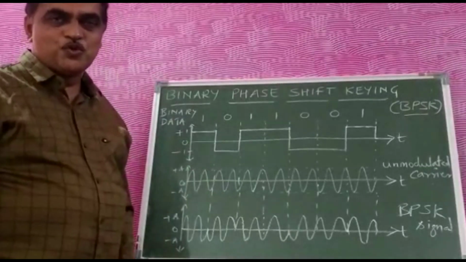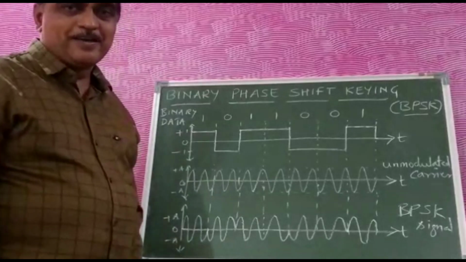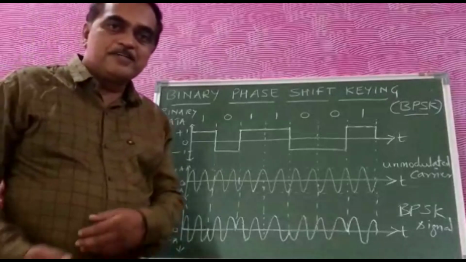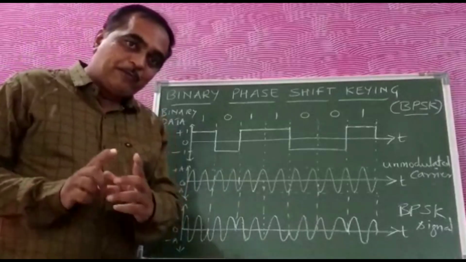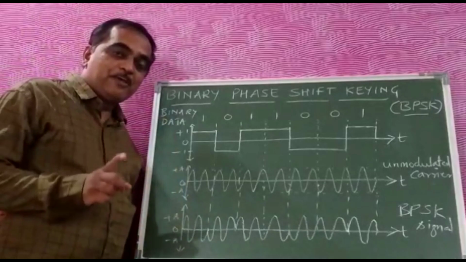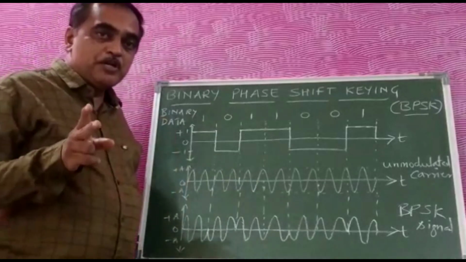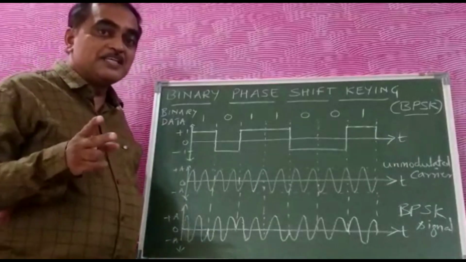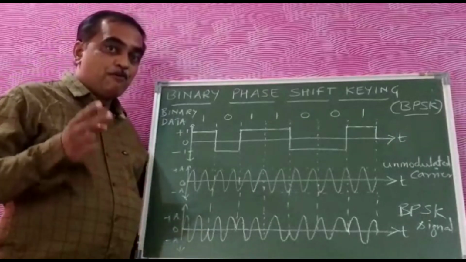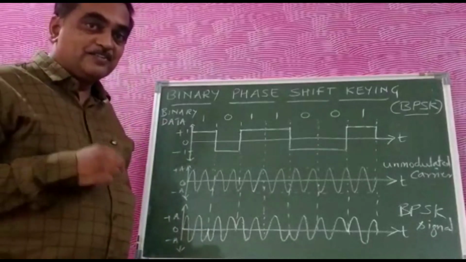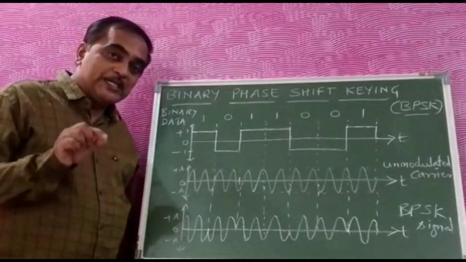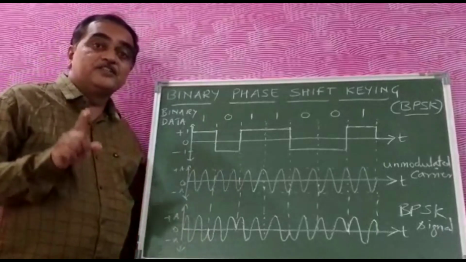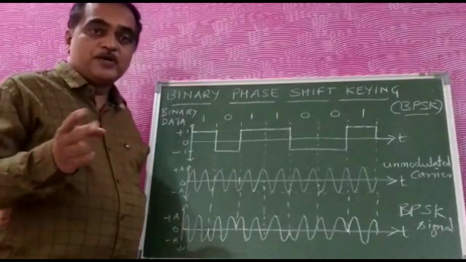Dear students, today we will see what we mean by binary phase shift keying. Binary phase shift keying is a process where the phase of the carrier is varied between two phase values. Those can be 0 degree and 180 degree for the incoming binary data 0 or 1. So according to incoming binary data, whether it is 0 or 1, the phase of the carrier is going to vary between 0 degree and 180 degree.